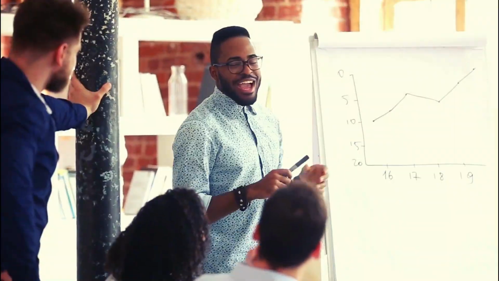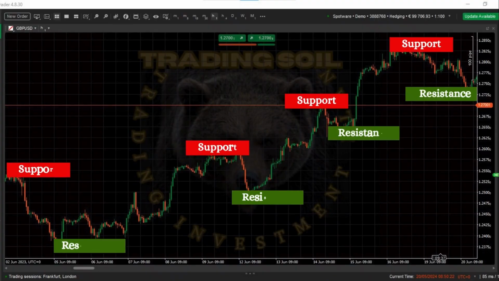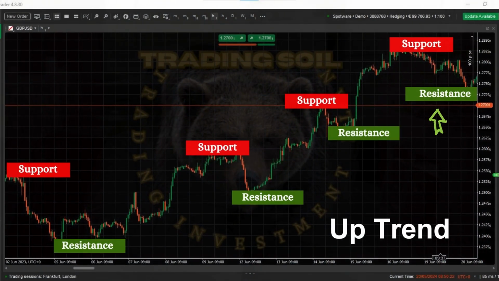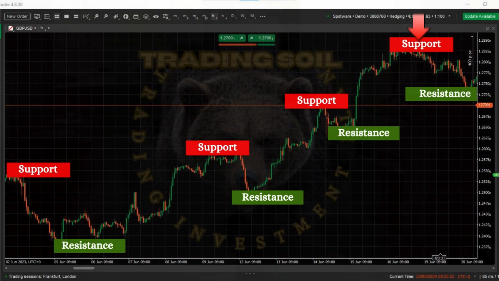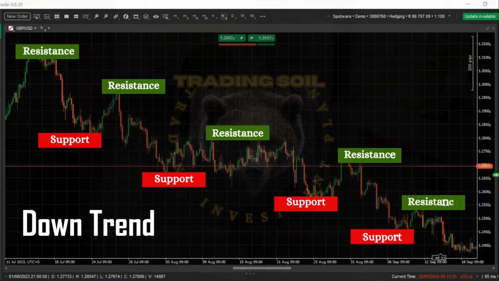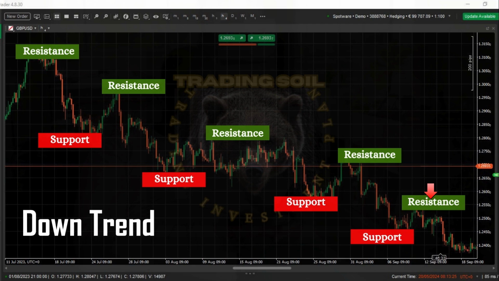At Trading Soil, we believe support and resistance needs to be based on the trend direction. If the market is uptrend, our resistance level will be at the last higher low point of the uptrend, while our support level will be at the last higher high point of the uptrend. And if the market is downtrend, which is the bears market, our resistance level will be at the last higher low point of the downtrend, while our support level will be at the last lower low point of the downtrend.